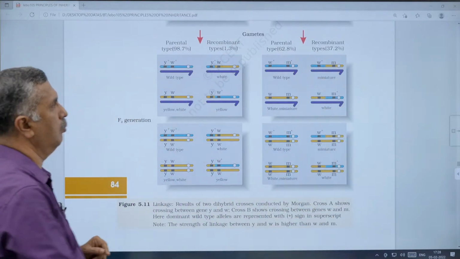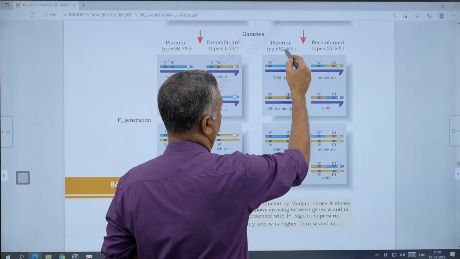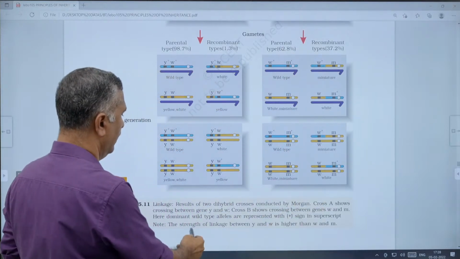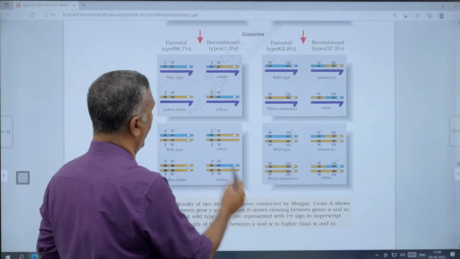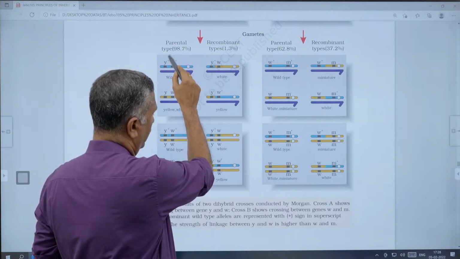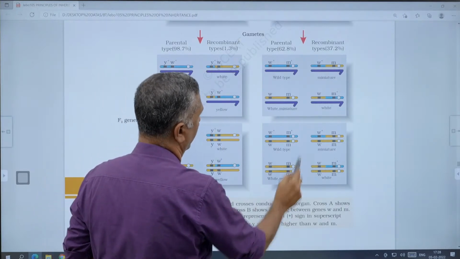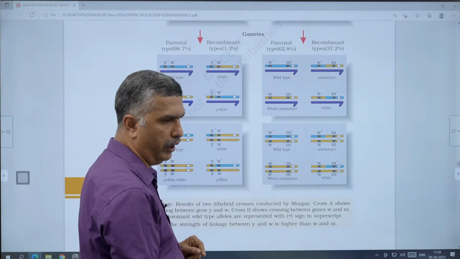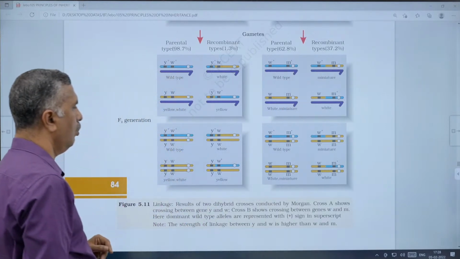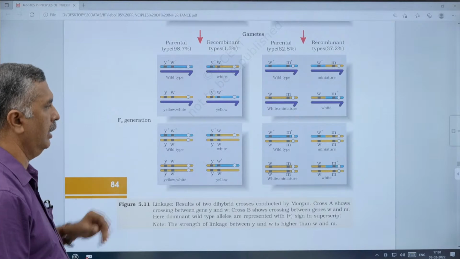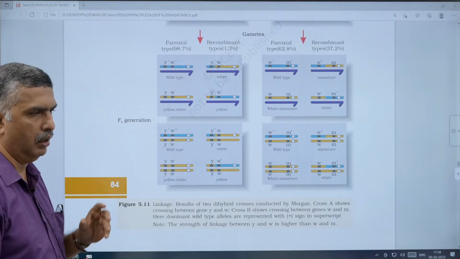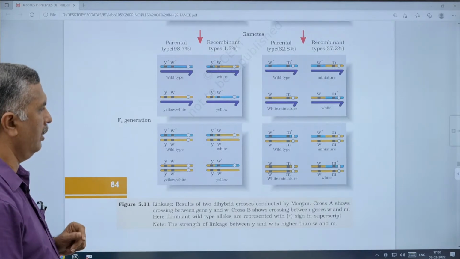That means here more recombination takes place and linkage strength decreases. That is, the strength of linkage between Y and W in this cross will be higher than between W and M. So that is the case of the dihybrid cross in Drosophila by T.H. Morgan.